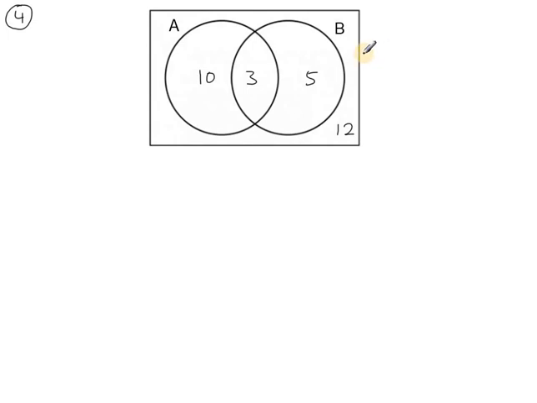Example 4, so Venn diagrams can represent probabilities or frequencies. So we've got frequencies in this one. If we add them all together, we get 30. So if we wanted to, we could divide these all by 30, their total, and that would give us a Venn diagram in terms of probability. But I'm not going to do this, I'm going to stick with frequencies in this example.